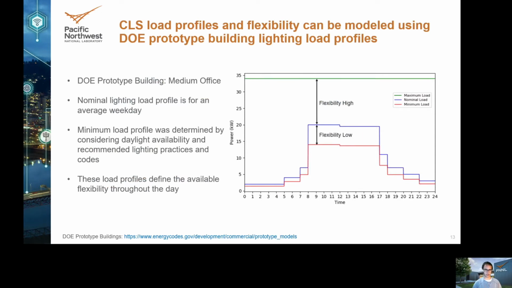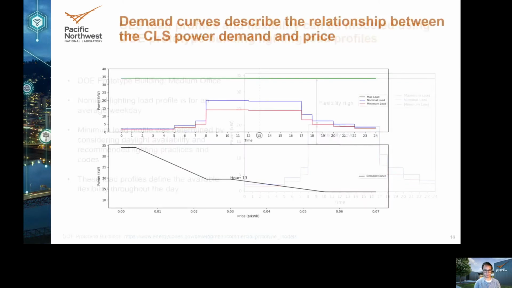And so we need a lighting load profile for a building, which describes how the lighting load changes throughout the day. And the lighting load or the building that we used is a DOE prototype building, the medium office building. The nominal load profile is based on this prototype. And the minimum and maximum loads are determined by considering daylighting and recommended daylighting practices and codes. And these lighting load profiles put together, they define the flexibility range of the system, which changes throughout the day.